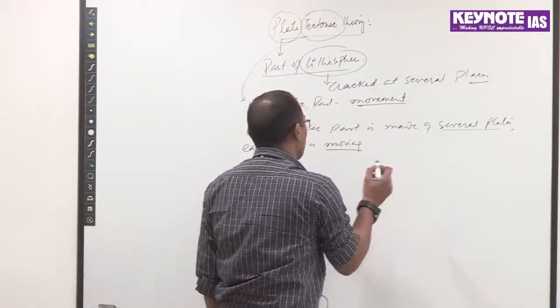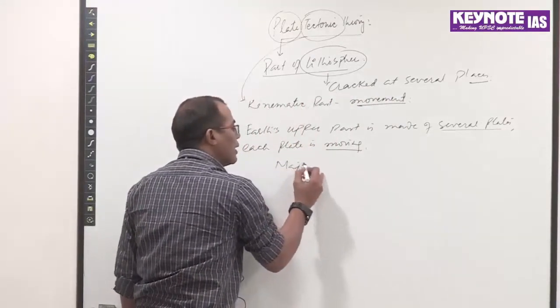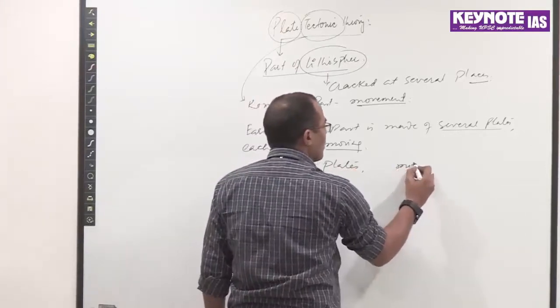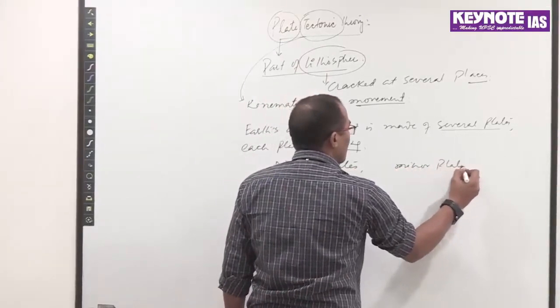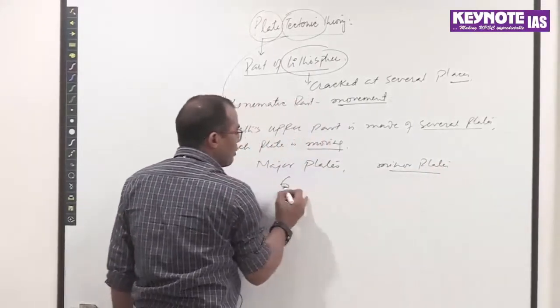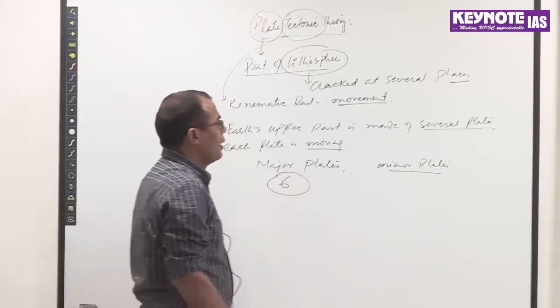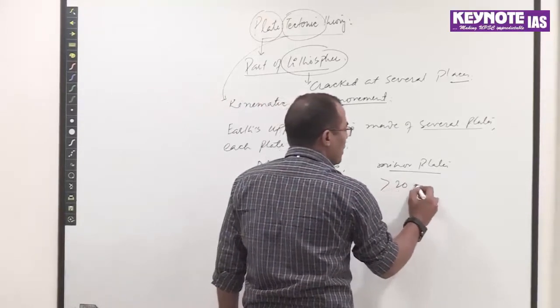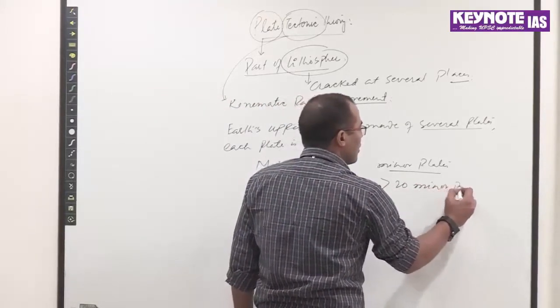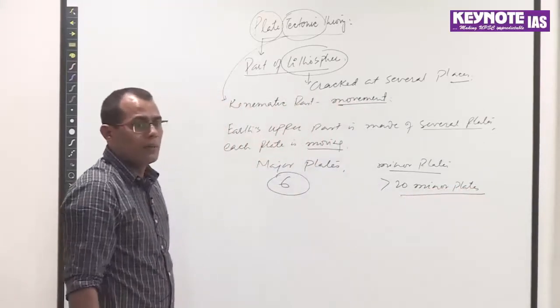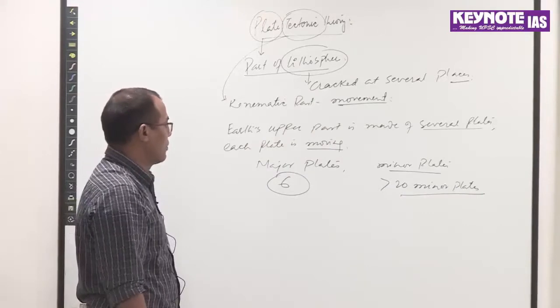If you look at that, they are divided into major and minor plates. There are 6 major plates, somewhere it is 7 also, and there are more than 20 minor plates. It is believed that minor plates are more in number than it appears.